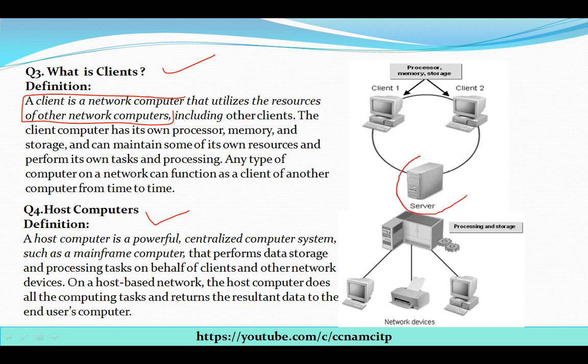For example, I have a server here, and this is my one client, and this is my second client. Now, including other clients, the client computer has its own processor, memory and storage, and can maintain some of its resources and perform its own tasks and processing. Any type of computer on the network can function as a client of another computer from time to time.